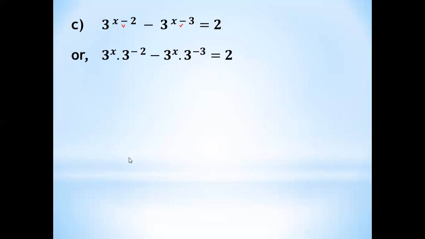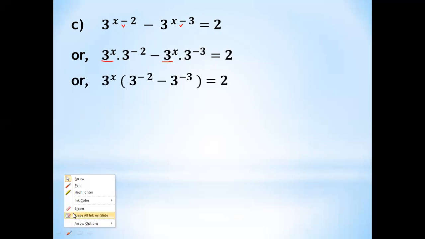So here you can see easily that I have separated all the bases. Now as usual, let's take out the common 3 to the power x. So when we take out the common 3 to the power x, then from the first part 3 to the power minus 2 will be remaining there, and in the second part 3 to the power minus 3 will be remaining there. And this time we don't need to do anything with the right hand side.